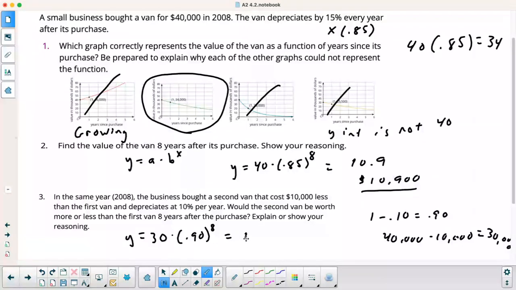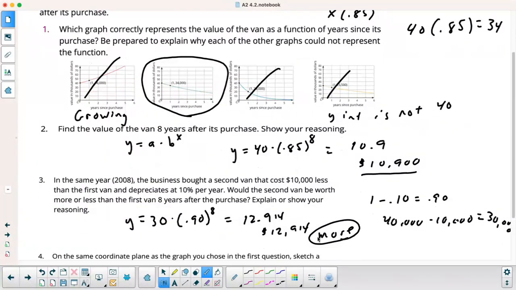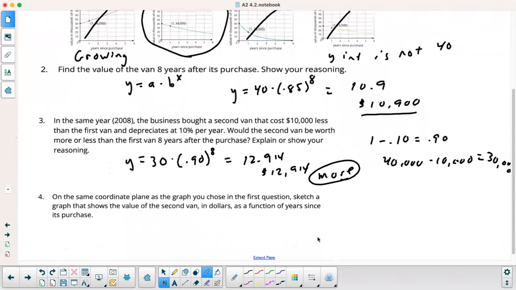So I get 12.914. So that's $12,914. Would it be worth less? No, it would be worth more. So it would be worth more. Okay, so it goes to show you the depreciation is really, really huge with vehicles or any type of exponential decay function.